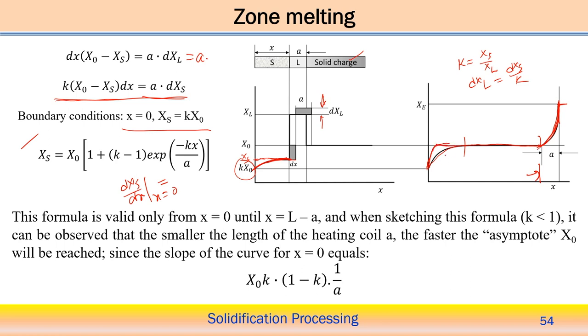In that case, this is case 1 for example, and this is case 2. Only one slope is low and the other slope is high. A low slope means we need a relatively large coil length, but a high slope means the coil length can be less. And here the slope at x equal to 0, dxs by dx at x equal to 0, equals x0 k (1 minus k) into 1 by a.